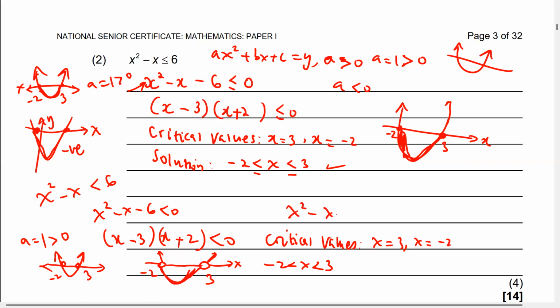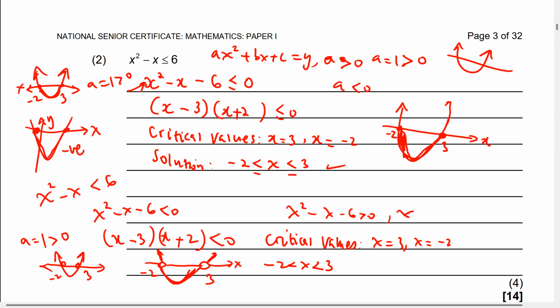But if it was x squared minus x minus 6 bigger than 0, what would the solution be? Reading from this shape, you would realize bigger than 0 is when it's above the x-axis. And when is it above the x-axis? When you go to the left of -2.